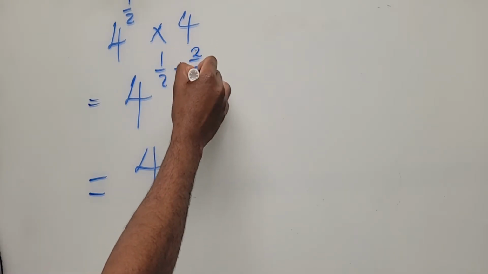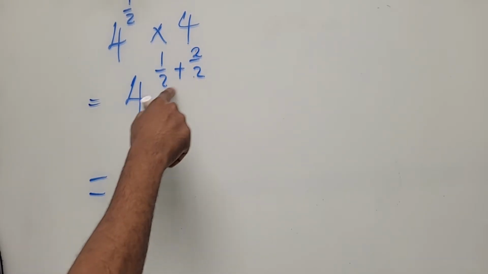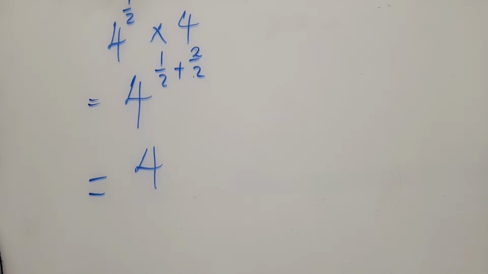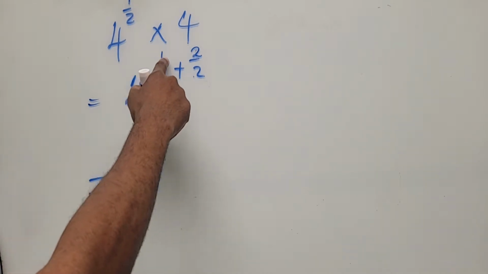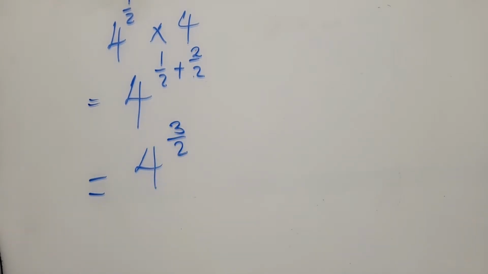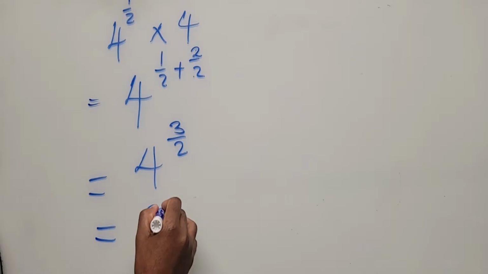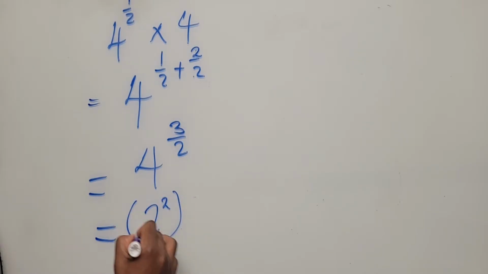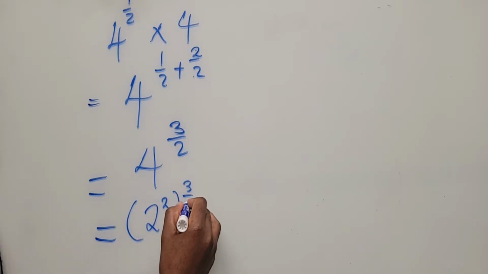2 over 2, because I just want to make the denominators the same so that I can add the numerators. So 1 plus 2 is 3, then over 2. Okay, then I just need to remember that I can write 4 as 2 to the power 2. So inside I have 2 to the power 2, then everything raised to the power 3 over 2.